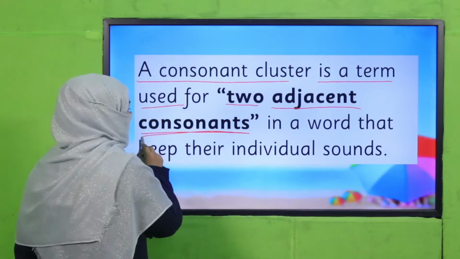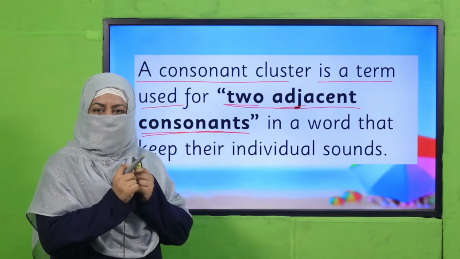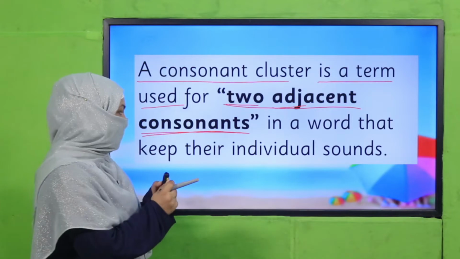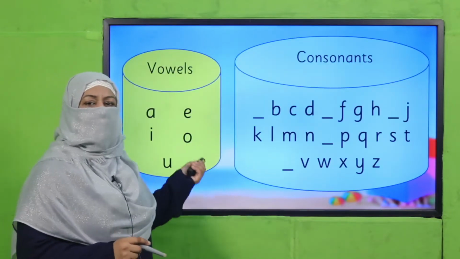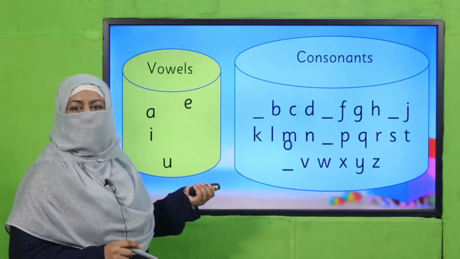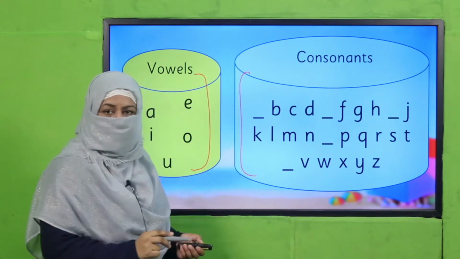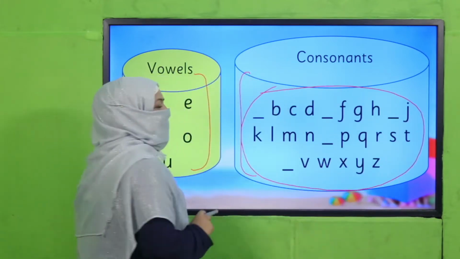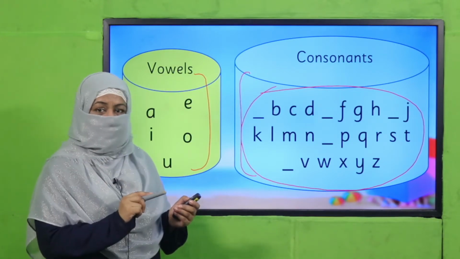Remember, I taught you. And what does two adjacent consonants mean? When two consonants are together and in between them there is no other letter. Okay, two consonants together. And what are consonants? I hope you remember. When we take A, E, I, O, U, these vowels separate, the rest of the letters are consonants, and when any two of these letters are together, they are called a consonant cluster, right?